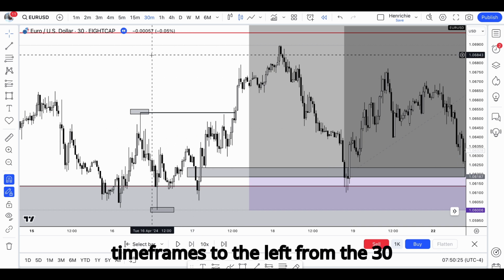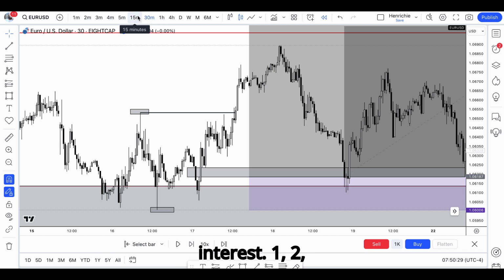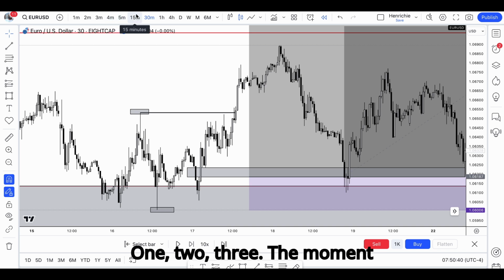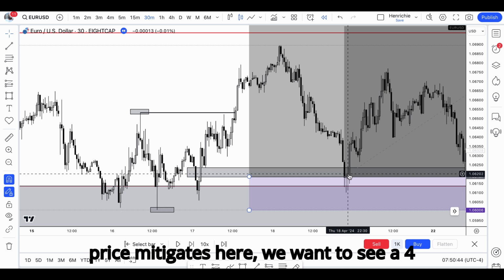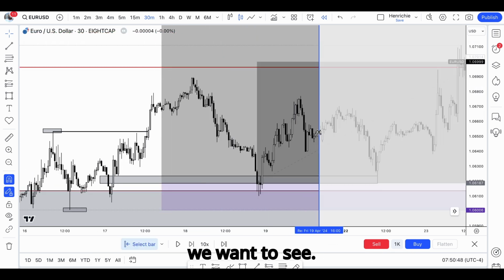Very simple. We count 3 time frames to the left from the 30 minutes time frame, that is our point of interest. 1, 2, 3. That is all you need to do, nothing more. The moment price mitigates here, we want to see a 4 minutes break of structure. That is all we want to see.